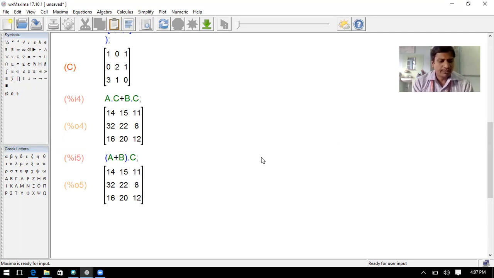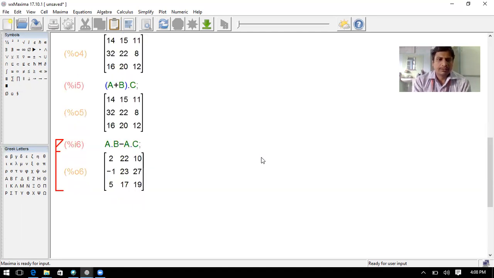Okay, next go to AB minus AC. AB minus AC means you type A dot B minus A dot C, then semicolon, then you press shift enter. This is the result of AB minus AC: 2, 22, 10, minus 1, 23, 77, then 5, 17, and 19. This is AB minus AC.